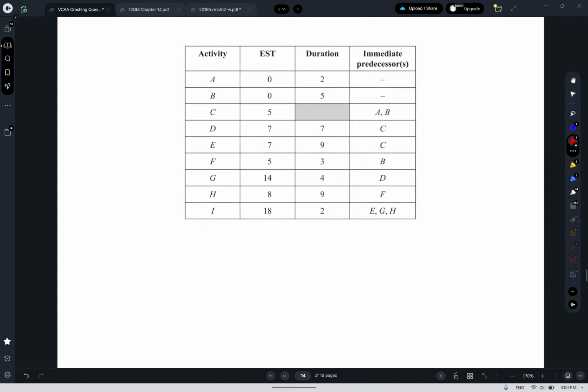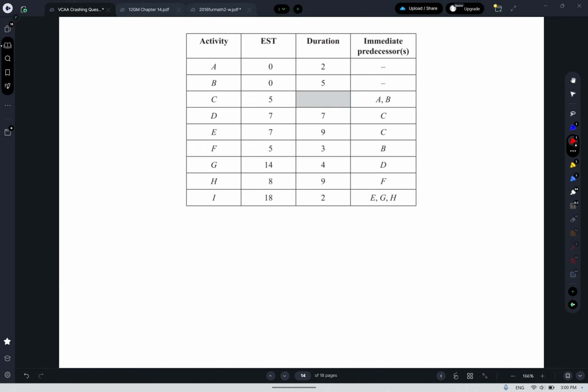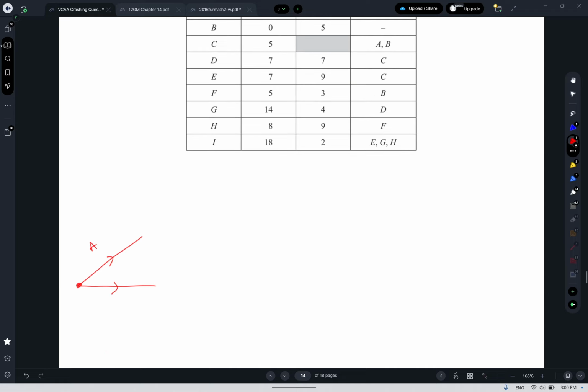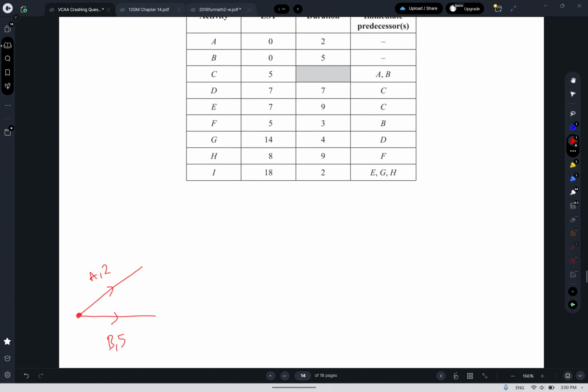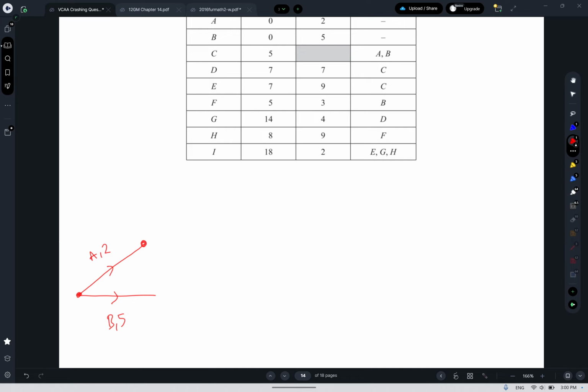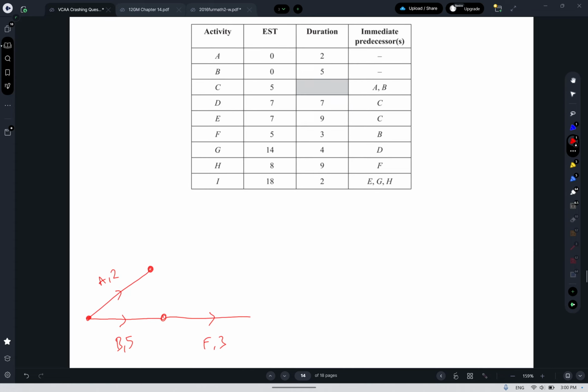Apologies for the chair. Okay, so let's draw this thing. We've got A and B with no immediate predecessors. A has a duration of 2. B has a duration of 5. C comes after A and B. F comes after only B though. So we're going to do F after only B. So there's my F with a duration of 3, because the middle column is duration.